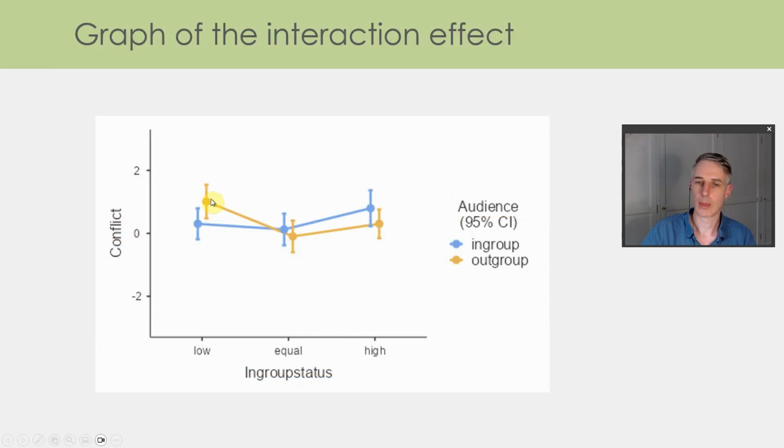And again, here's a plot of the interaction effect showing those low versus equal versus high means for the status variable broken down separately by in-group and out-group audience condition. Okay, we've got a higher value here compared to the equal and the high conditions, but only for the out-group audience condition. All right, not for the in-group audience condition.